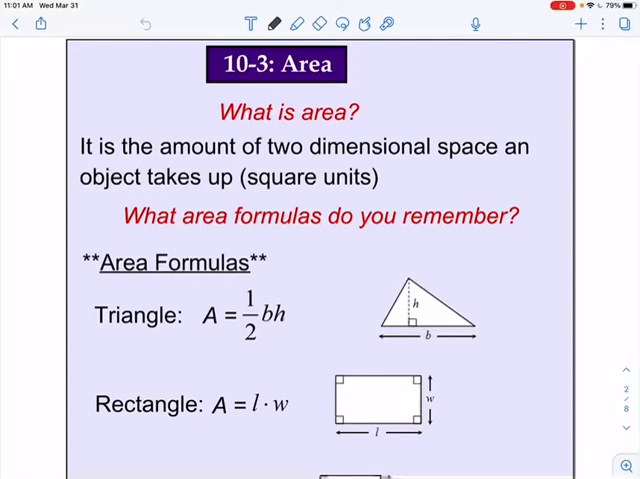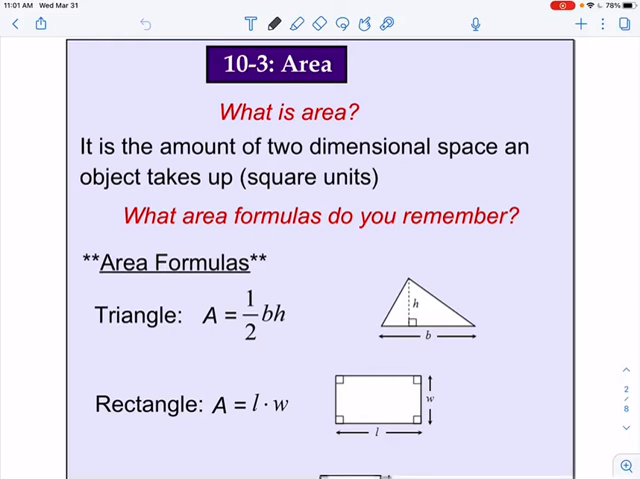Okay, so in section 10.3, we're going to change to area now. So for 10.3, we're going to talk about the area of all sorts of figures. And then in 10.4, just like we did with perimeter, we switched from all sorts of figures to just circles. Same thing. We're going to do 10.3, all sorts of figures, and then 10.4 is going to be all about circles.